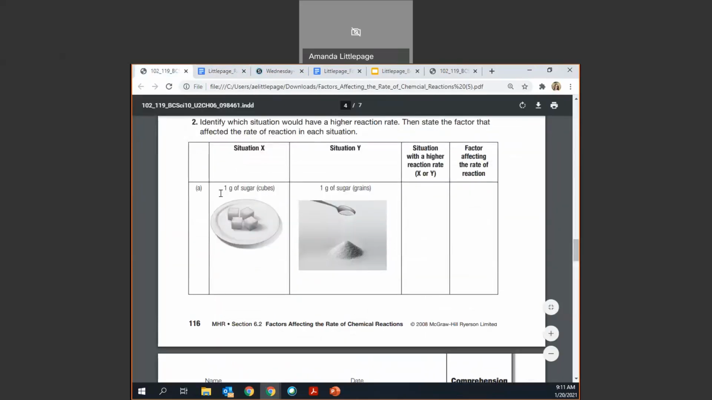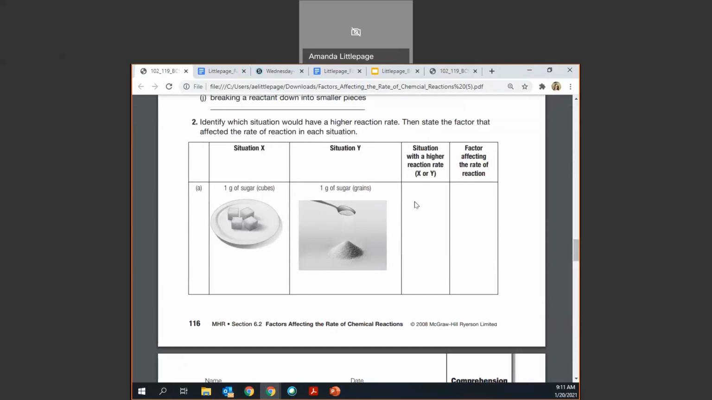Okay, so letter A, 1 gram of sugar versus 1 gram of granulated sugar. Well, which one is going to react faster? Situation Y, and that is because of the factor known as surface area. So Y has higher surface area. So the higher the surface area, the higher the reaction rate. So this should be Y and surface area.